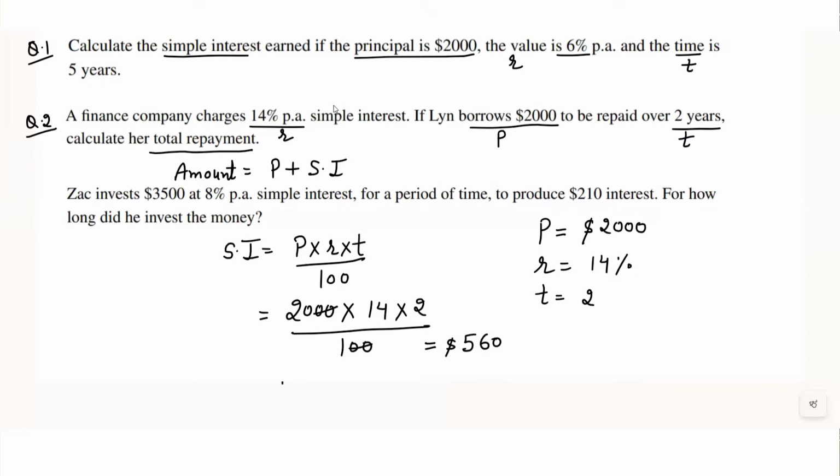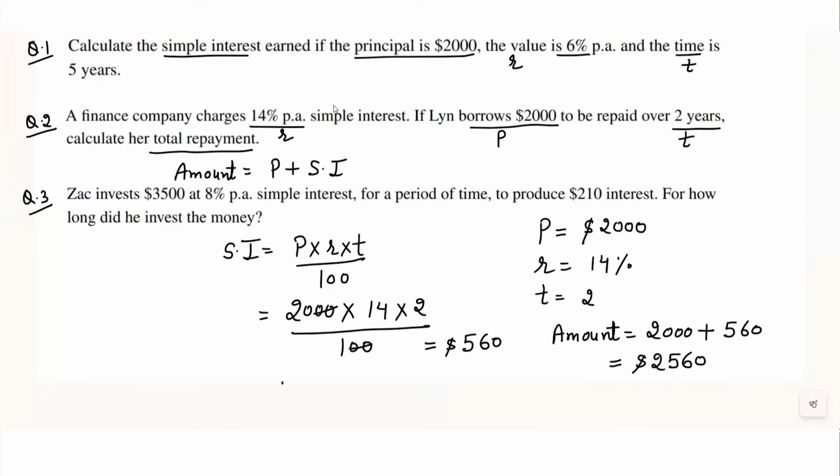Once we simplify it, we will get $560. Now this is the value for simple interest, but we have to find out the value for amount. So we'll write here amount is equal to principal, which is 2000, plus simple interest, which is 560. So the value for the amount is $2,560.